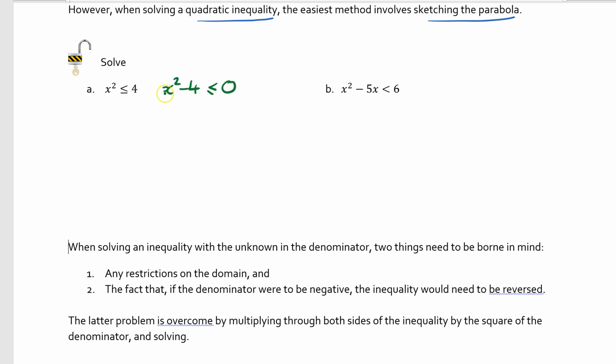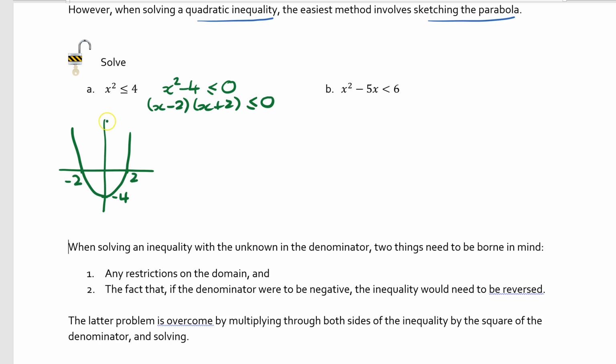Then we factorise. Well, we can see it's a difference of squares, x minus 2, x plus 2, less than or equal to 0. And we do that so that we can sketch the parabola. So we know that this is a parabola which is concave up, which is cutting through at minus 4 on the y-axis, and it cuts at plus 2 and minus 2 on the x-axis. Plus 2, minus 2.